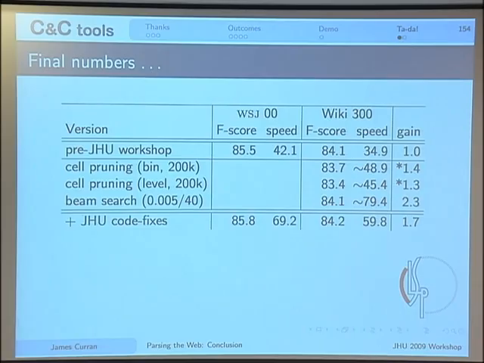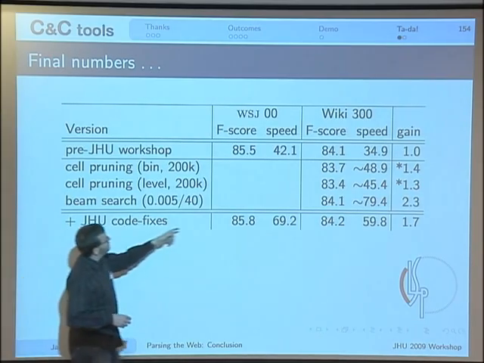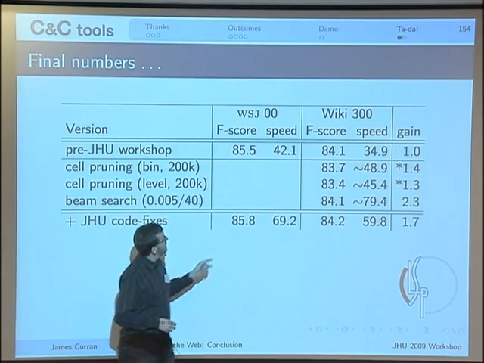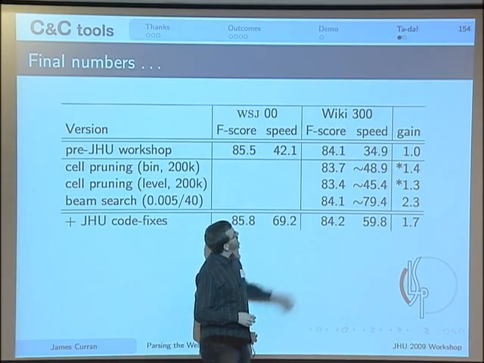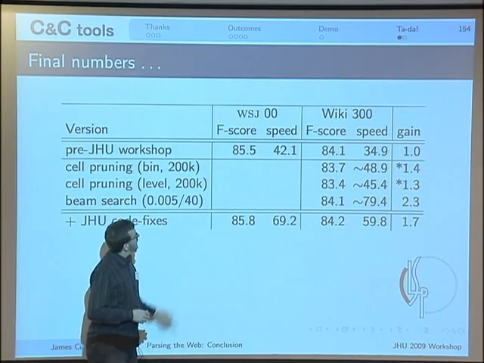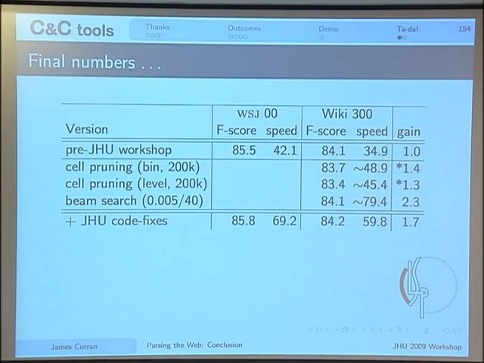Now, there are a bunch of code fixes that we haven't talked about that are pending, things that we need to fix when we come away to Baltimore for a few weeks. That got us quite a bit of an improvement already in terms of speed on both the Wall Street Journal and the Wiki 300. We also got a little bit, although not particularly interesting, of improvement in F-score as well.